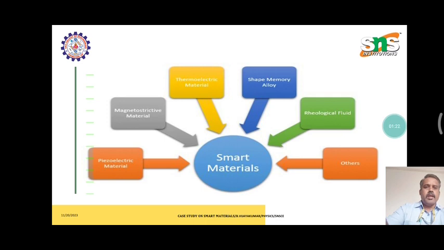Smart materials are classified in different ways according to changes in material properties. One is piezoelectric material, another is magnetostrictive material. These two are used in the production of ultrasonic, and the third one is thermoelectric material. Shape memory alloy is an advanced material. Then there are rheological fluids and others. All of these are important materials applied in many research and application-oriented industry sites.